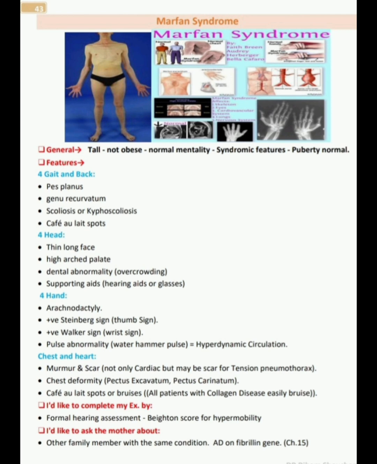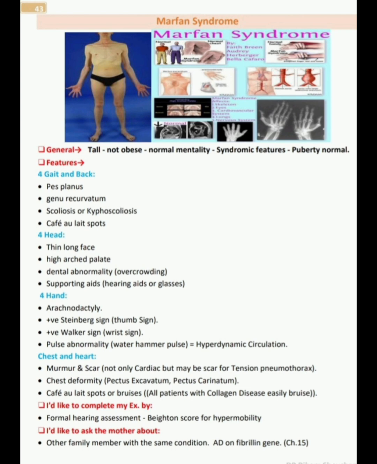If we check the hand in Marfan syndrome, what do we find? Arachnodactyly, we know, long fingers. There is a positive Steinberg sign, the thumb sign, a positive Walker sign, the wrist sign, and pulse abnormality, a water hammer pulse, which is due to hyperdynamic circulation. So in the hand in Marfan syndrome we find arachnodactyly, positive Steinberg sign, positive Walker sign, and water hammer pulse from hyperdynamic circulation.